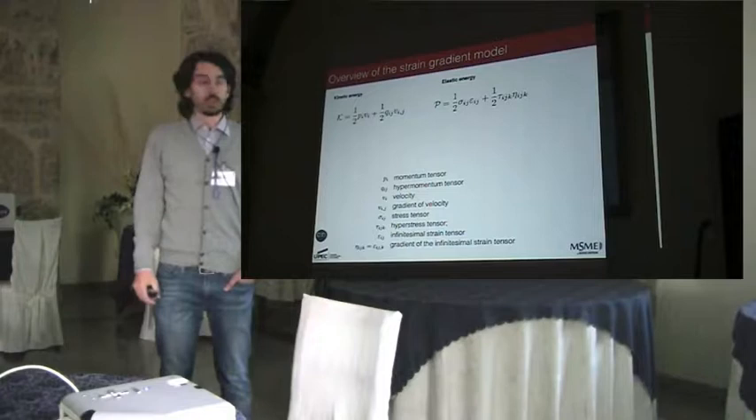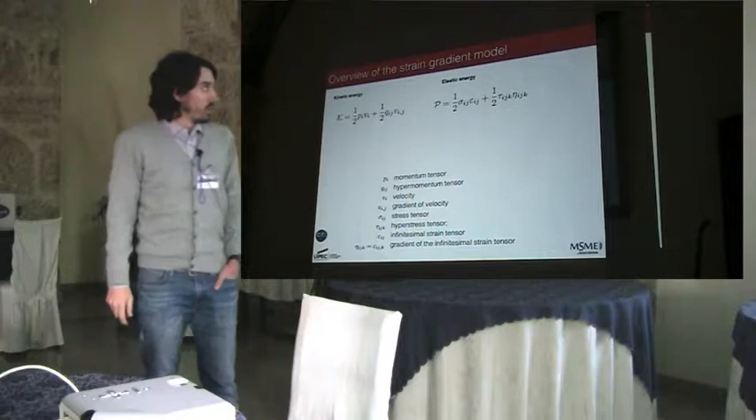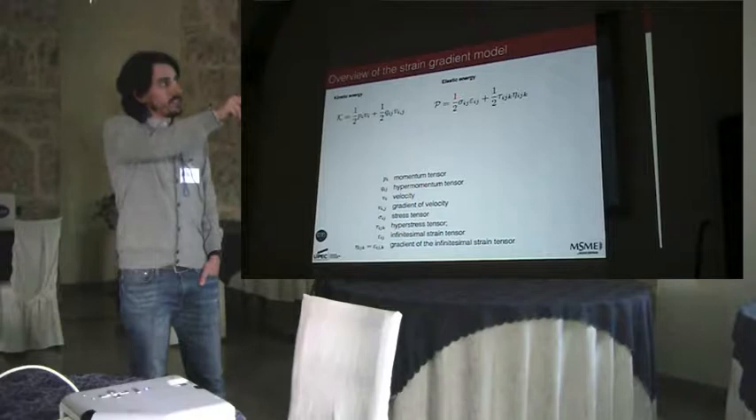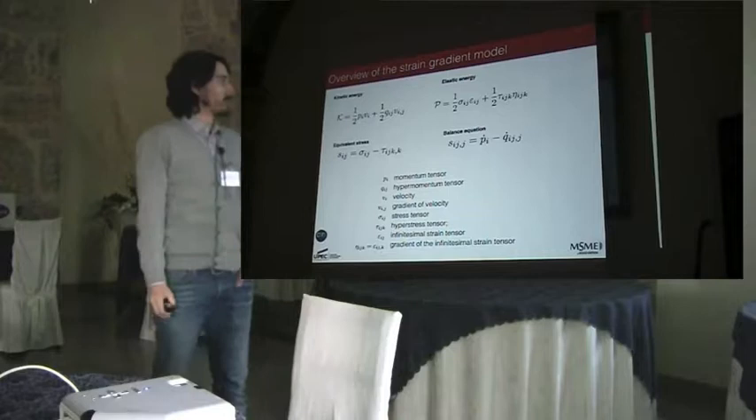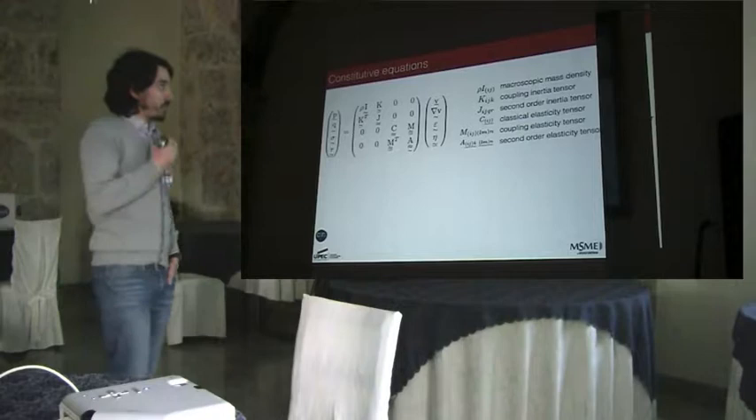Basically, we have a kinetic energy with the classic term and this term that contains a gradient of the velocity, so it's a microinertia term, and this is the classic term of elasticity, and here you have the gradient part. So we already saw the equation, almost everyone in this room knows very well, so we obtain this balance equation. The key point is not the balance equations, of course, it is the constitutive relations. So this is the framework of the constitutive relations.